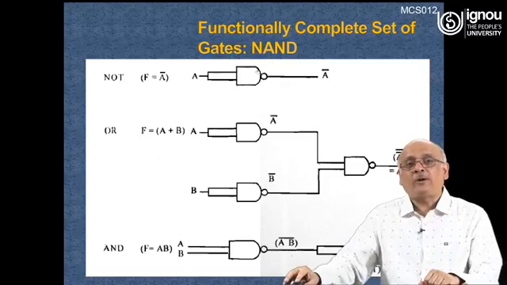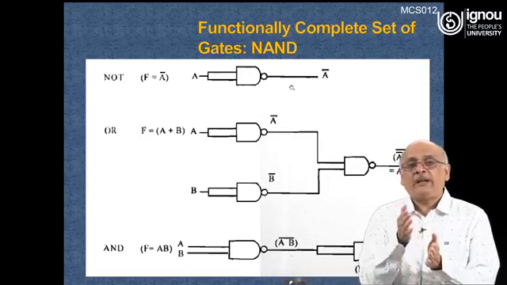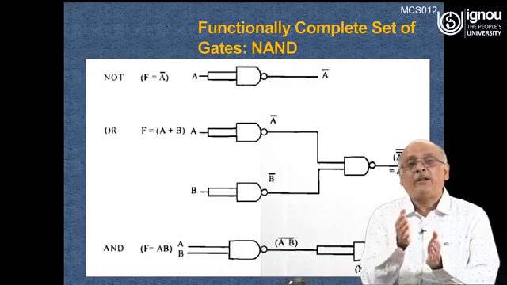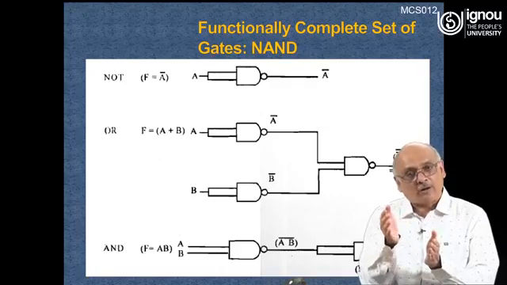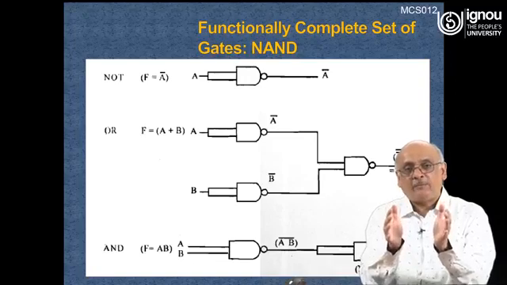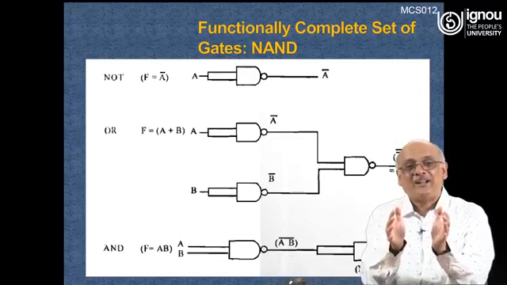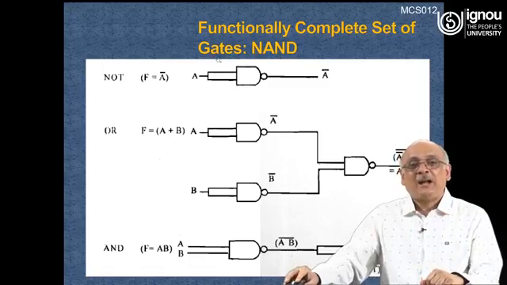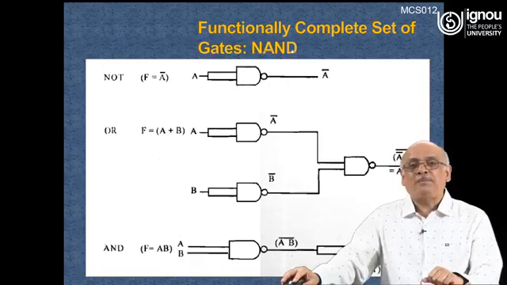So that is the advantage of a functionally complete set of gates, although most of the time we ask you to draw circuits with the help of NOT and OR gates together, because together the three of them put together are functionally complete, not one is functionally complete. But can we draw? So let's see whether NAND is functionally complete or not.